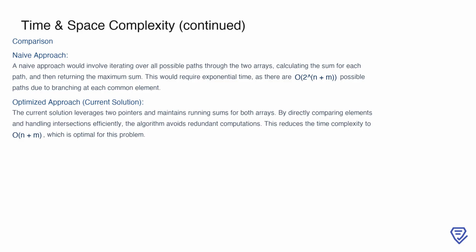In contrast, the optimized solution avoids this inefficiency by using two pointers and maintaining running sums for the arrays. By directly comparing elements and efficiently merging paths at intersections, the algorithm eliminates redundant computations. This reduces the time complexity drastically to O(n + m), which is optimal given the constraints of the problem.